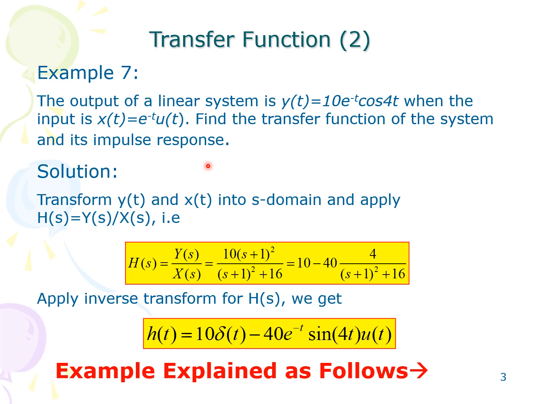So what we will do, we will transform y(t) and x(t) into S domain. Then we will apply the equation: H(s) is basically the ratio of Y(s) to X(s). So we will get H(s) in this format. And then we will apply the inverse Laplace transform, and using the properties of the inverse Laplace transform, we will get the impulse response h(t) as given. Now the example is explained in the following slide.